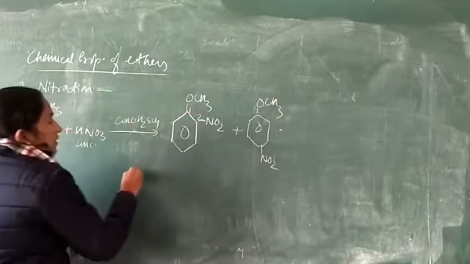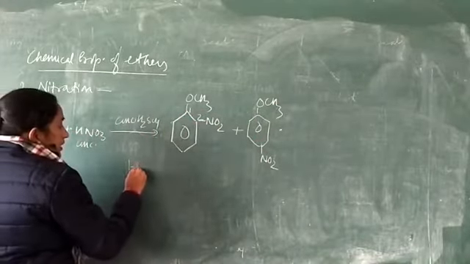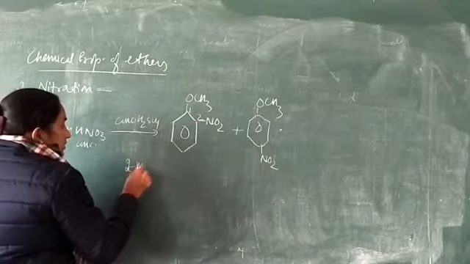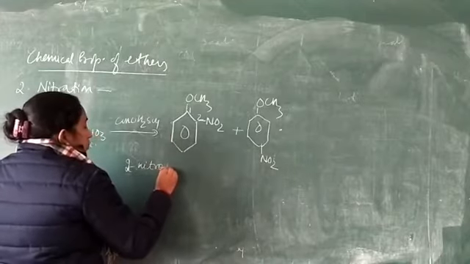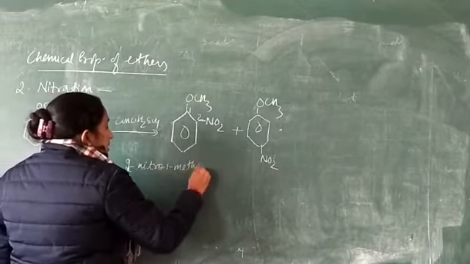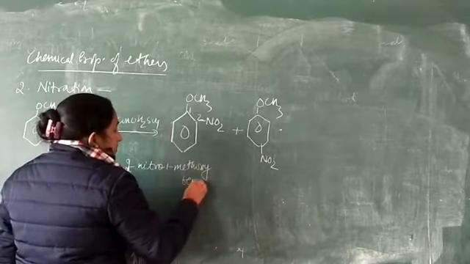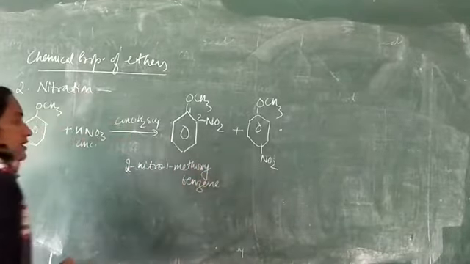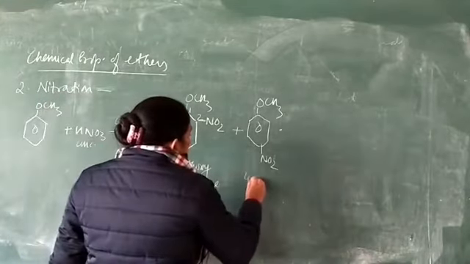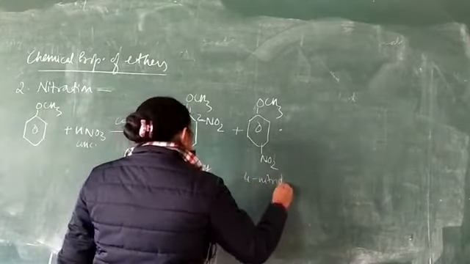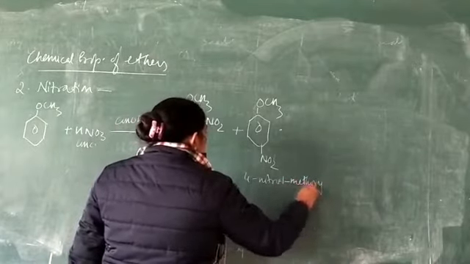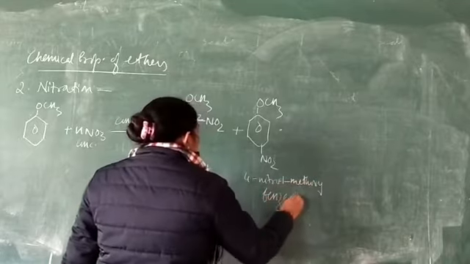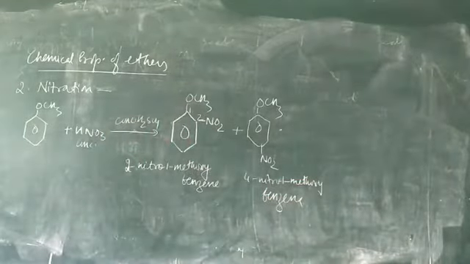So when we name it, it is 2 nitro 1 methoxy benzene, right? Similarly, we can write the other as 4 nitro 1 methoxy benzene. So the product formed will be the ortho and para substituted product.